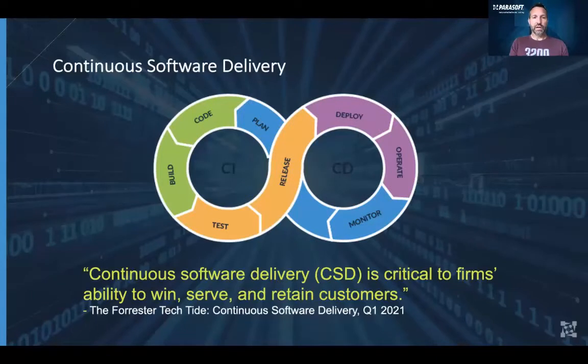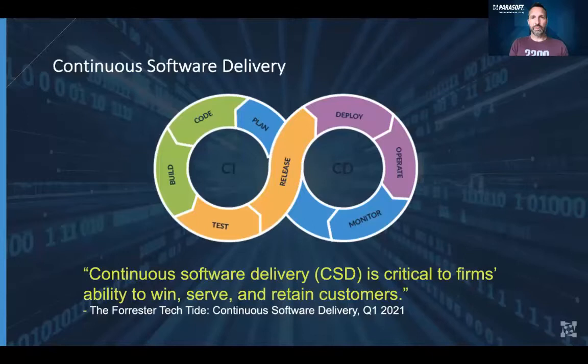Sorry about that. And in fact, recently in Forrester's Tech Tide of 2021, Q1, there's a quote which says continuous software delivery is critical to firms' ability to what? Win, serve, and retain customers. So it connects continuous software delivery to that top priority or goal around what? Customer value or customer experience. And this is key. We have to keep this in mind. And this holds promise to allowing us to sort of accelerate the delivery of software and thereby value to the customer, give us a competitive edge in the market and so forth, right?